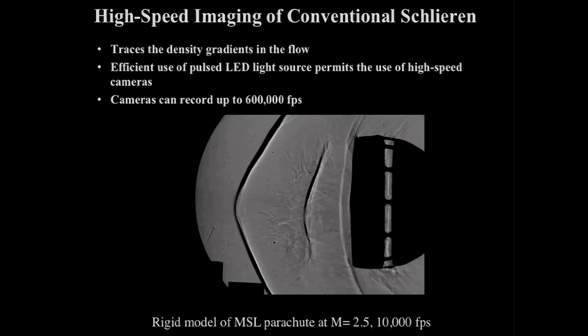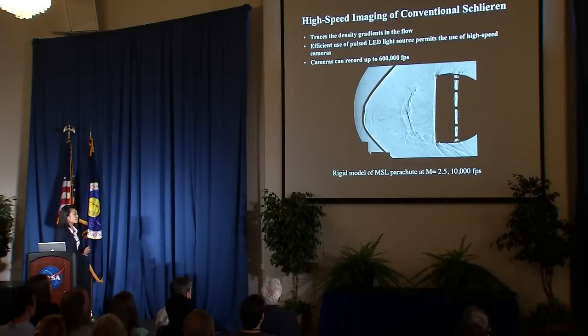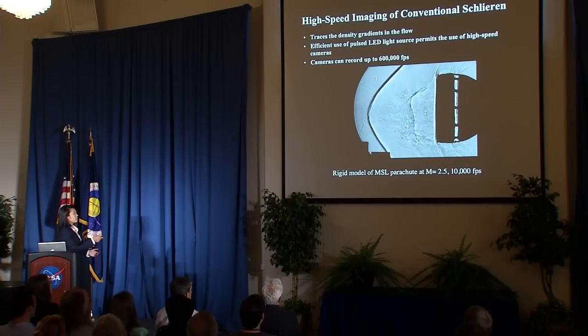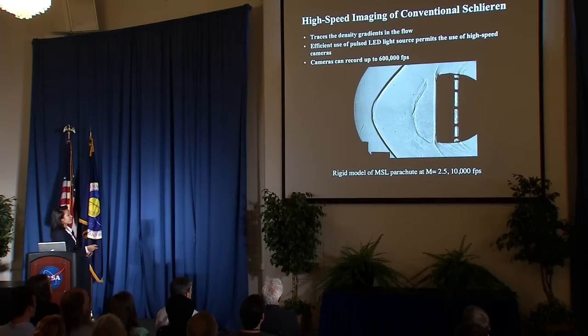Right here, we have a rigid model of a Mars Science Lab parachute going about Mach 2.5. It's extremely evident where the density is changing around shocks. And you can see a nice bow shock right over here dancing around in front of our model.